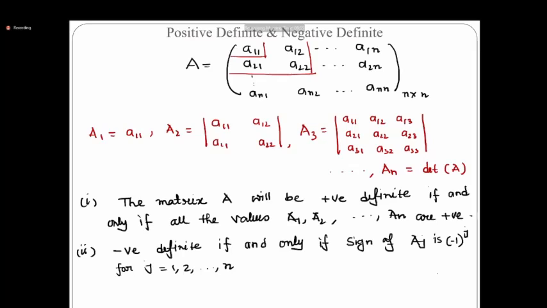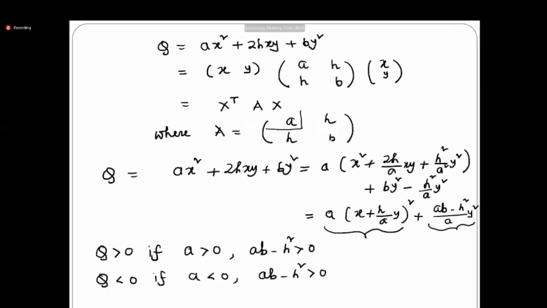Now if I ask you when it will be called positive semi-definite, then, can you show the expression? Last page. This one, yes. When will it be called positive semi-definite? Sir, when A is less than 0 and AB minus H square is also less than 0.